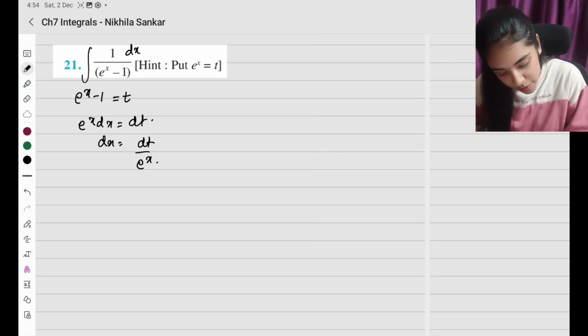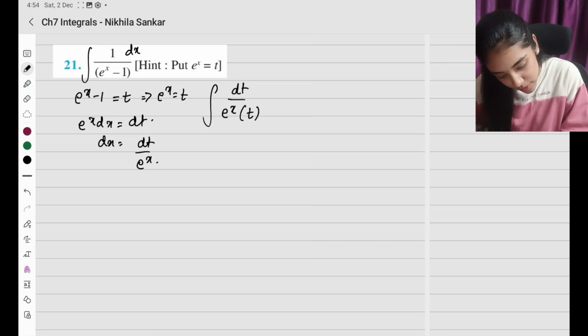So how does my integral change? Integral dx becomes dt divided by e to the x times (e to the x minus 1), which is t. E to the x is going to be t plus 1. Correct?